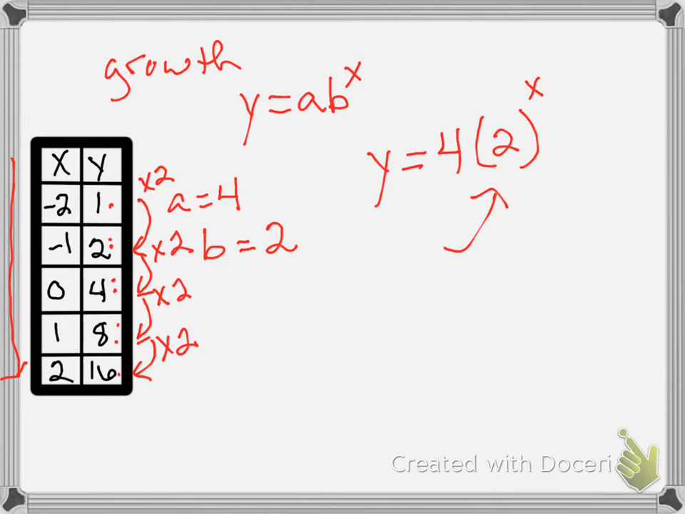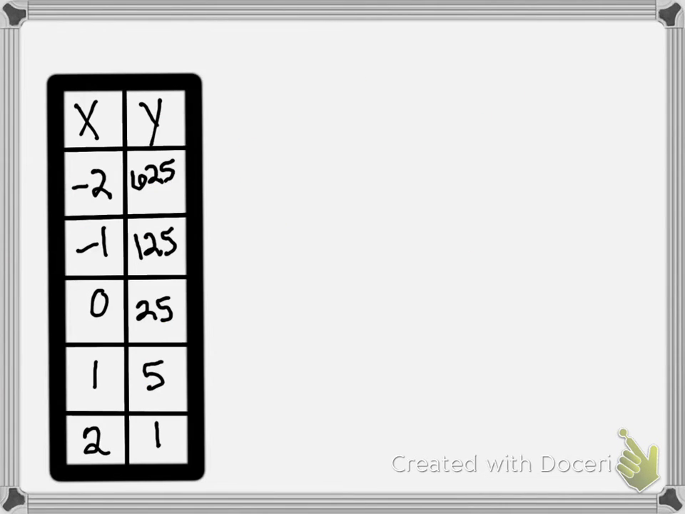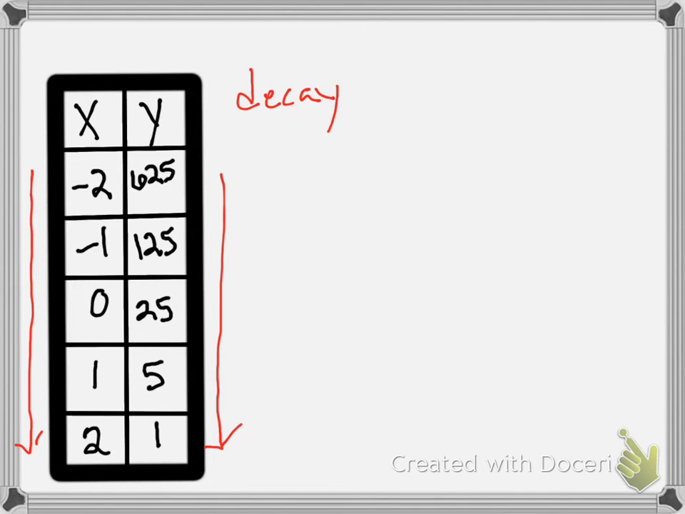So let's look at another basic one. So on this one, our x values are going up by 1, just like in the last one, but the y values are going down. So this table is showing exponential decay. The equation, you're still going to use the same basic format, but that b value has to be between 0 and 1, all right?